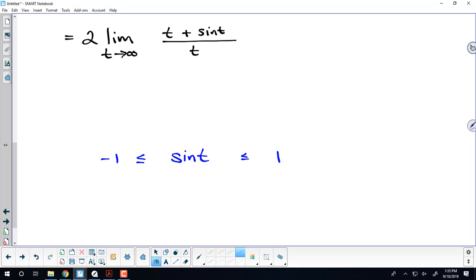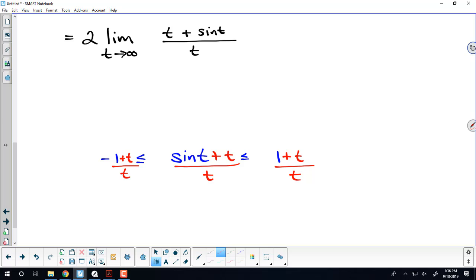Okay, what else do we need to insert in here? We need to add t to both sides. So we're going to add a t here, add a t here. And then what do we need to do? Divide by t. Divide by t. Divide by t.